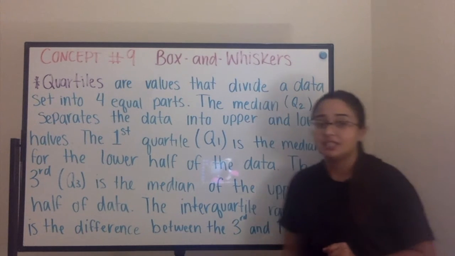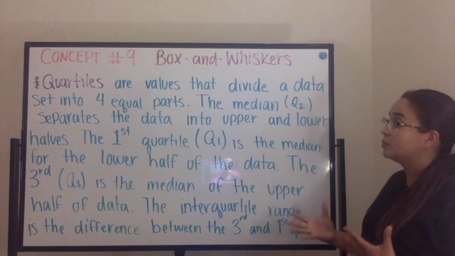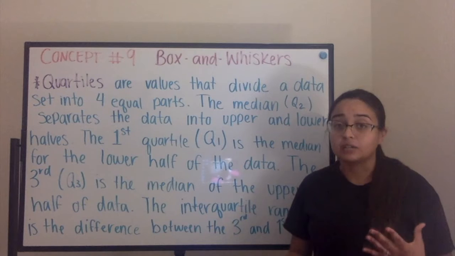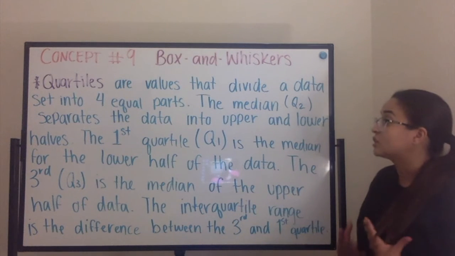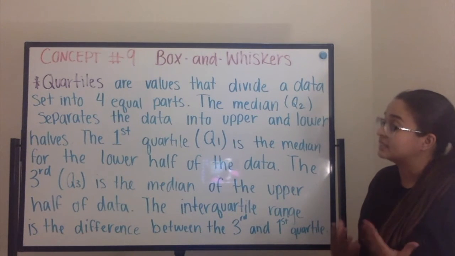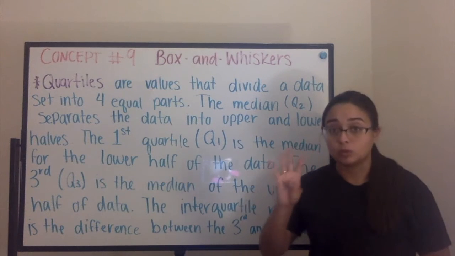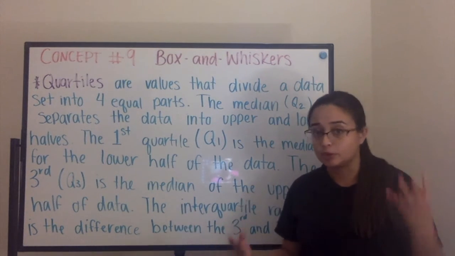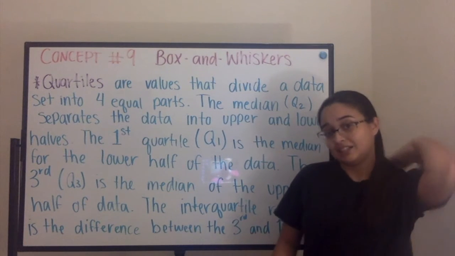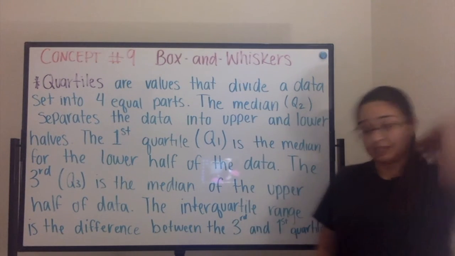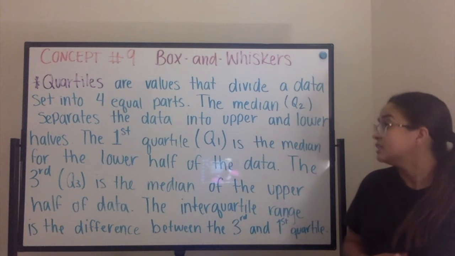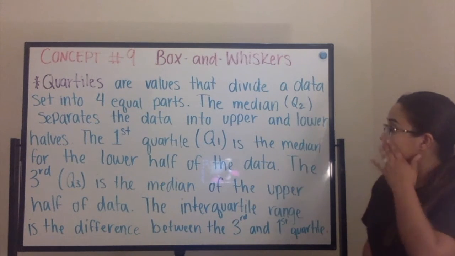Okay, so on the board we have the explanation as to what quartiles are. Quartiles are the values that divide a data set into 4 equal parts. Okay, kind of sounds like quarters. 4 quarters make $1. That's just something that came to mind to me when I was learning about this, so it made it just easier.